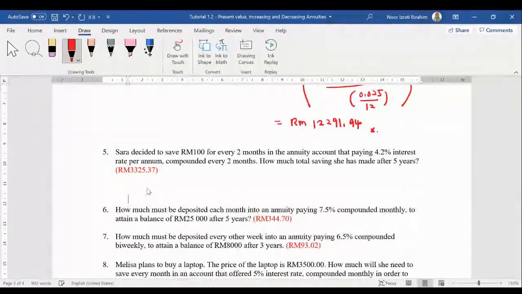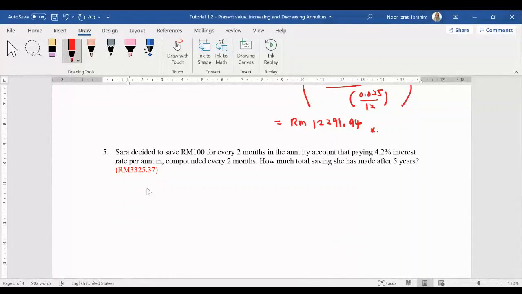Okay, number 5, similar to number 4 just now. Sarah has decided to save 100 every 2 months in an annuity account that pays 4.2% interest rate per annum, but compounded every 2 months. How much total savings has she made after 5 years? So after 5 years, the total saving means to find the A.